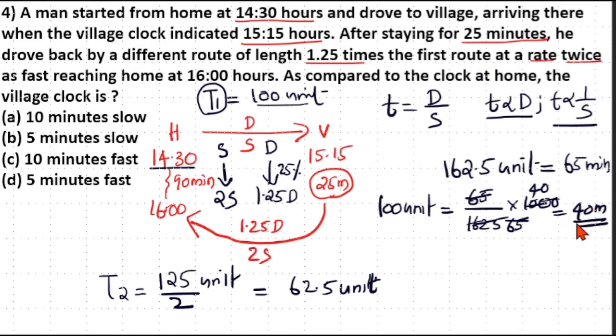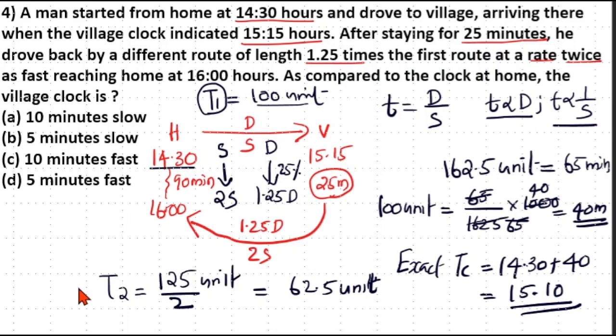If the time taken for the first route is 40 minutes, then the exact time on the clock is the starting time 2:30 plus the initial traveling time 40 minutes, which is equal to 15:10, that is 3:10. But here the village clock indicated 3:15. So option D is your answer, that is 5 minutes fast.